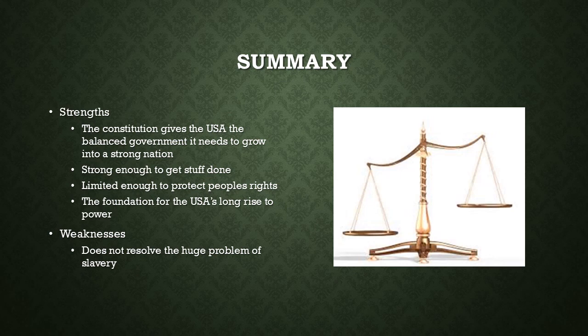The major weakness of the Constitution is it fails to resolve the issue of slavery. And because it doesn't resolve the issue of slavery, different states are not going to be able to work together in the long run, and we're going to see a civil war break out because of this in the 1860s.